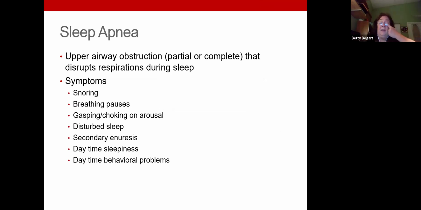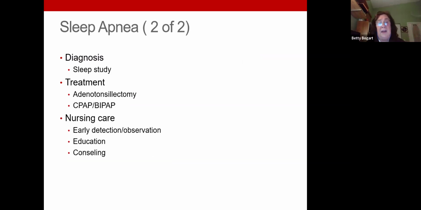Sleep apnea, I think, somebody who snores, children snore too. Remember, if you're not sleeping well at night, you're going to be tired during the day and behavior problems could happen. Doing that sleep study, even in children, does help. Sometimes they do adenoids and tonsils just to open up the airway. Some children do need that CPAP or BiPAP. It's just air blowing into them at night to keep them from not breathing.